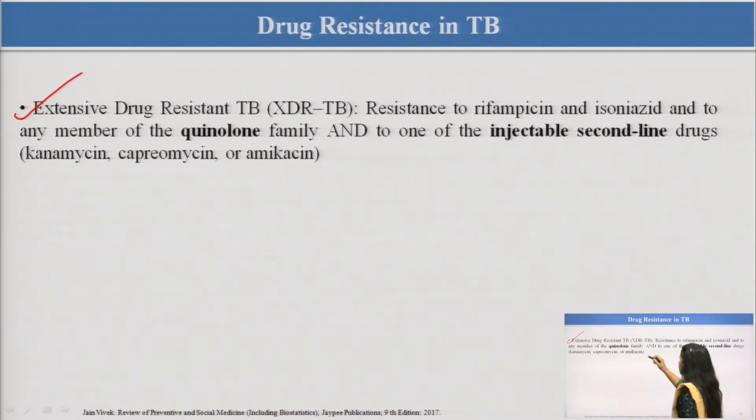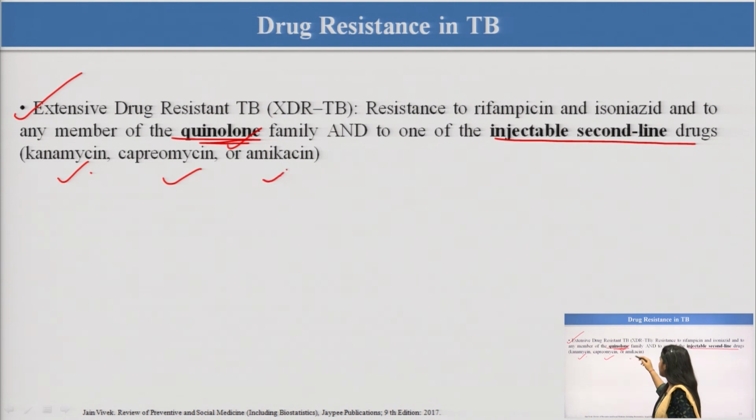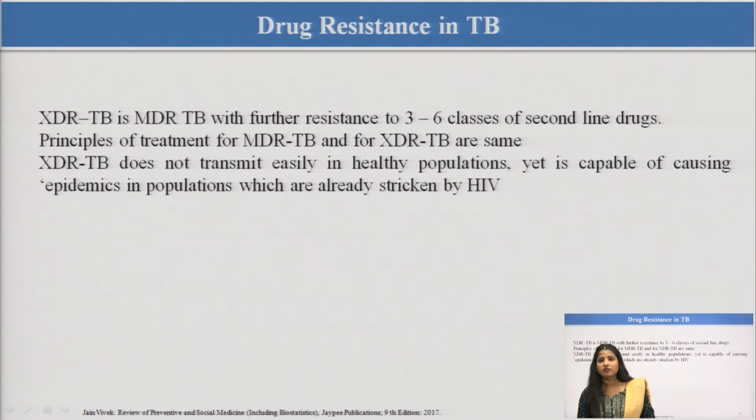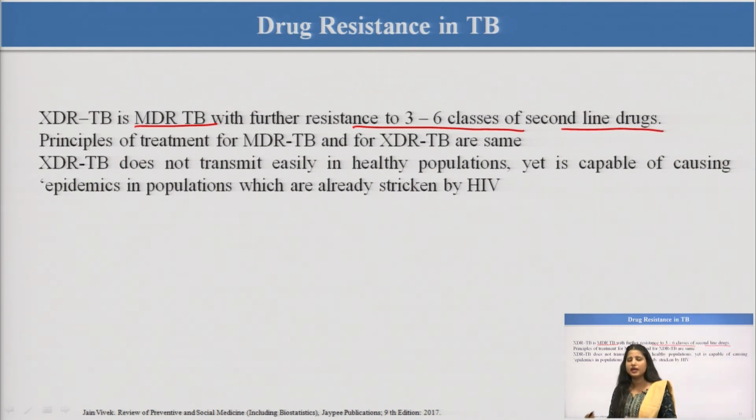Apart from it, there is the family of quinolone drugs. They are showing resistance against this category also, and resistance towards the injectable second line drugs, so resistance towards kanamycin, capreomycin or amikacin. So it requires other drugs as well to be prescribed in this. Then see, XDR TB is MDR, meaning multi-drug resistant TB, but it is showing other resistance, meaning resistance to 3 or 6 classes of the second line drugs. So this is the difference between MDR and XDR.